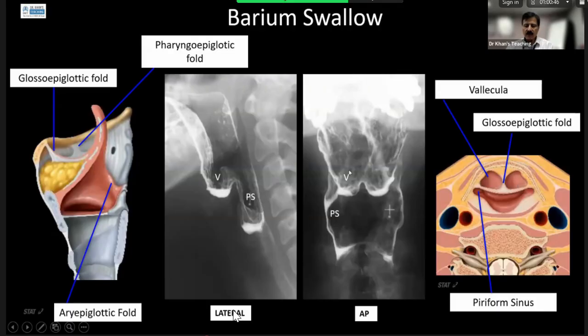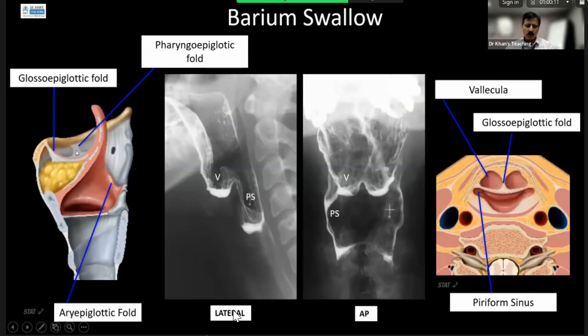So by definition, the valleculae are part of the oropharynx. They are just sitting posterior to the tongue base. And on the other hand, the barium here is in the piriform sinuses. And the piriform sinuses, by definition, are a portion of the hypopharynx or the laryngopharynx. So this anatomy is also important for the exam.